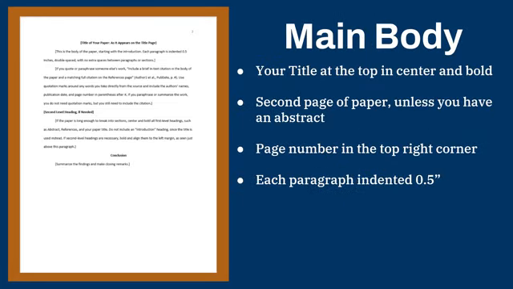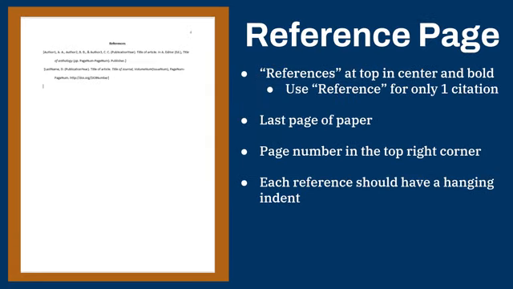Then comes the main body of the paper. This is the big one, where you put all of your essay content. The title should again appear at the top of the page in center and in bold. The wording of the title should be the same as it appears on your title page. This will be the 3rd page of your paper if you have an abstract, or the 2nd page if you don't. The page number, again, in the top right corner, and each new paragraph here is going to be indented by 1/2 inch.